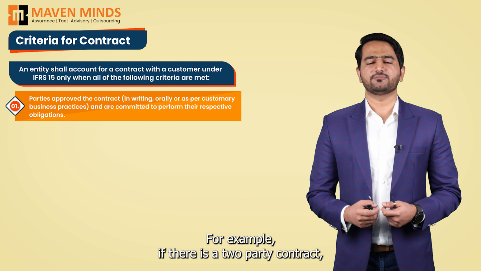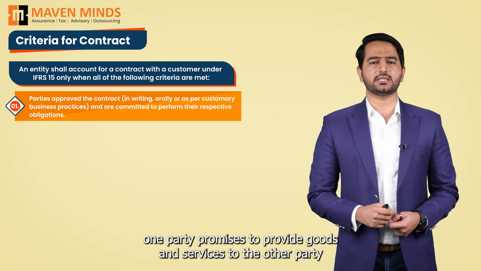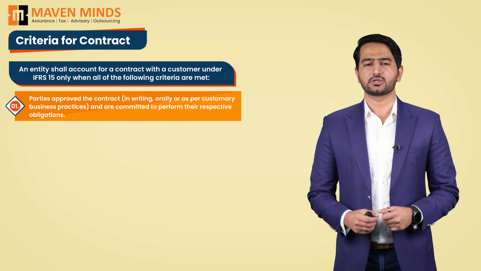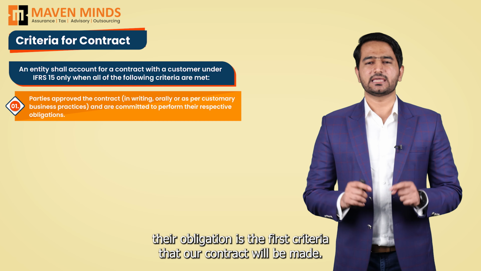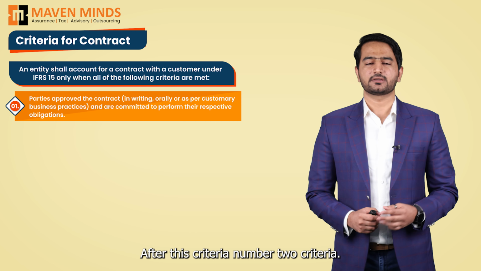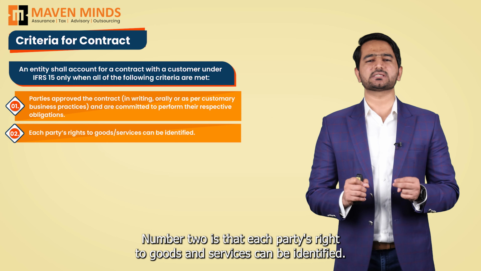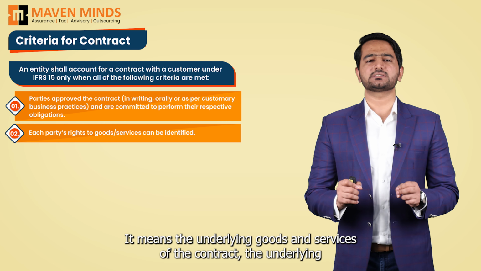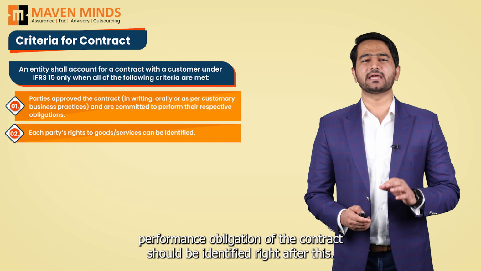For example, if there is a 2-party contract, one party promises to provide goods and services to the other party, and the other party promises to pay consideration for such goods and services. So the approval of the parties and their commitment towards their obligations is the first criterion for our contract to be made. After this, criterion number 2 is that each party's right to goods and services can be identified. It means the underlying goods and services of the contract, the underlying performance obligations of the contract, should be identified.